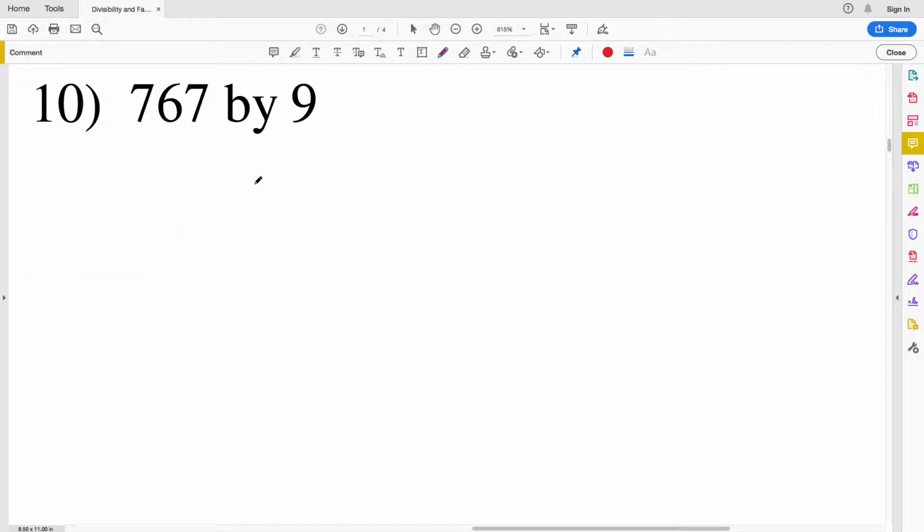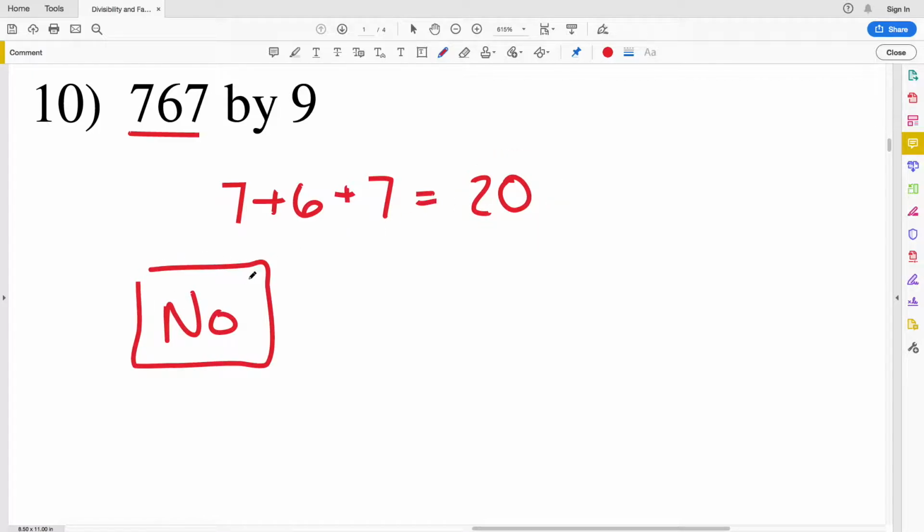Number 10 is, is 767 divisible by 9? If the sum of those digits is divisible by 9, then that number itself is. So 7 plus 6 plus 7 is going to be equal to 7 plus 6 is 13, and 13 plus 7 is 20. And if we try to divide 20 by 9, we will get a decimal. 9 does not go into 20 evenly, therefore, no, 767 is not divisible by 9.